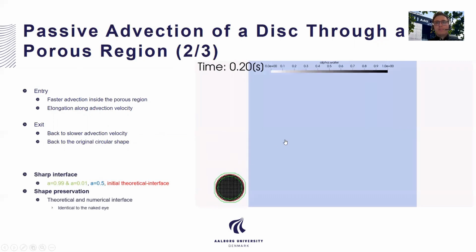As the disk enters the porous region, it elongates in the advection direction, and the advection velocity becomes double. Afterwards, the elongated ellipsoidal blob is transferred back to its original shape as it gets out of the porous domain.